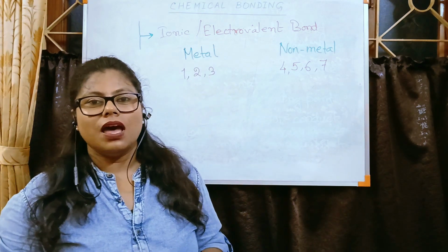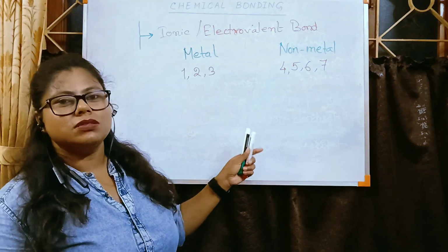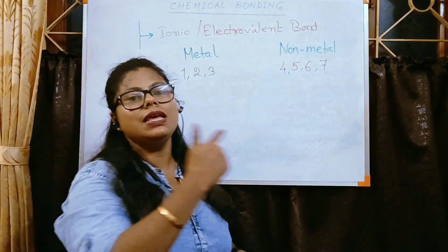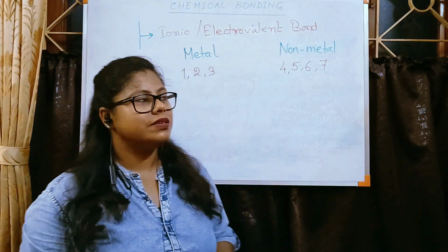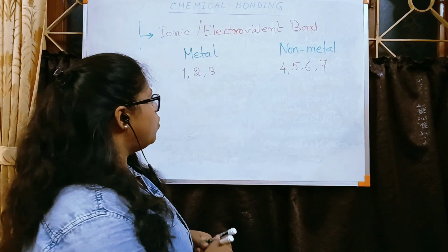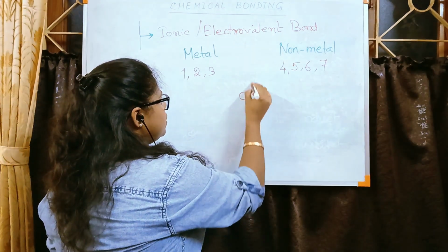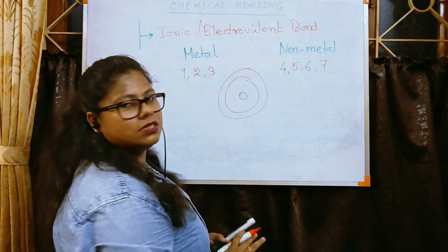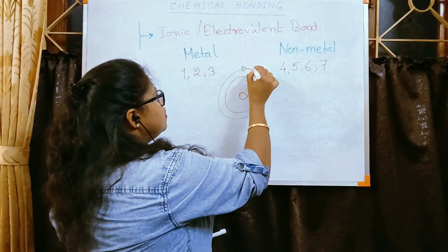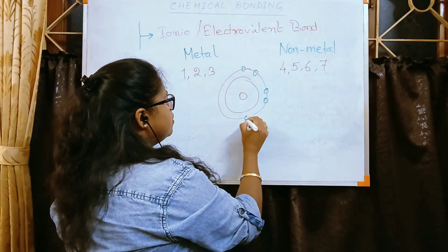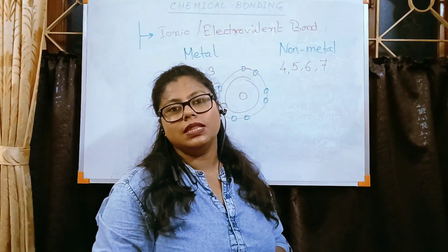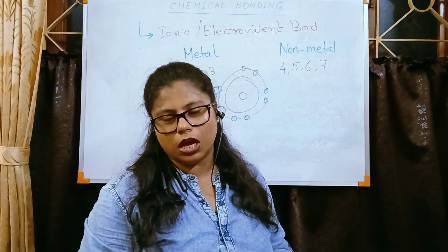So the answer is that a bond occurs because, whether it is metal or non-metal, all the elements want to attain stability. That means they all want to have an octet state. Okay, what is this octet state? If this is the nucleus and this is the last shell, it should have 8 electrons in its outermost shell to attain stability. And that is how it also tries to attain the nearest noble gas electronic configuration.